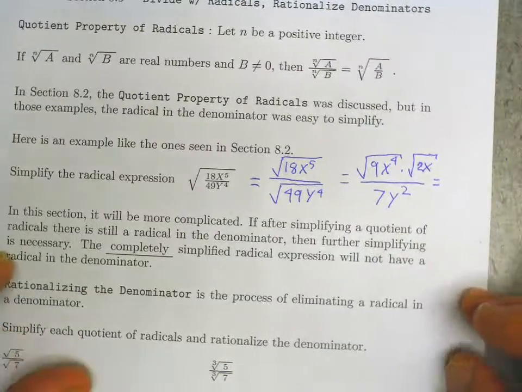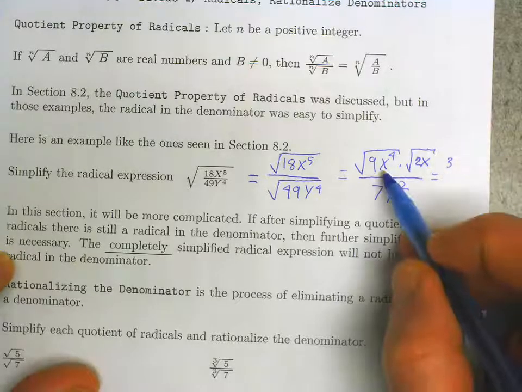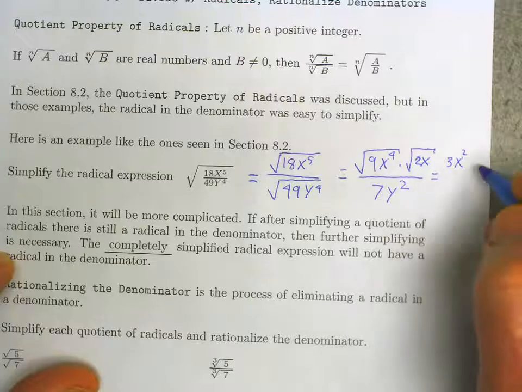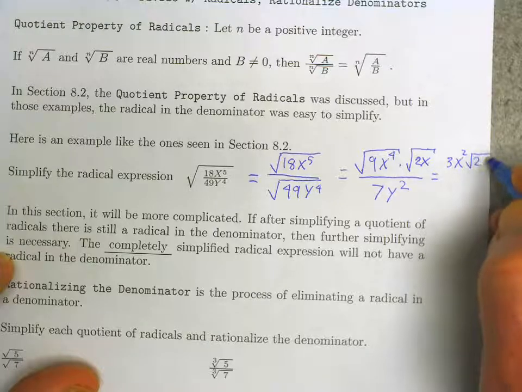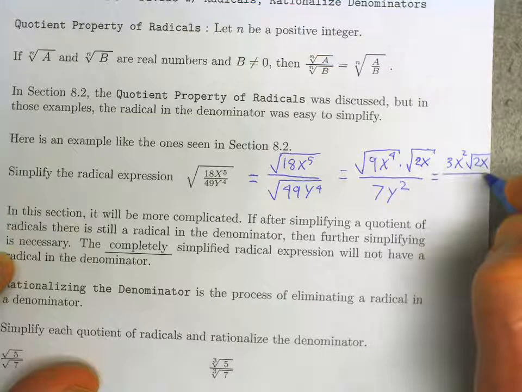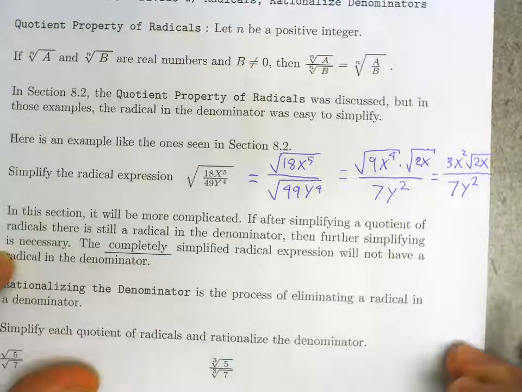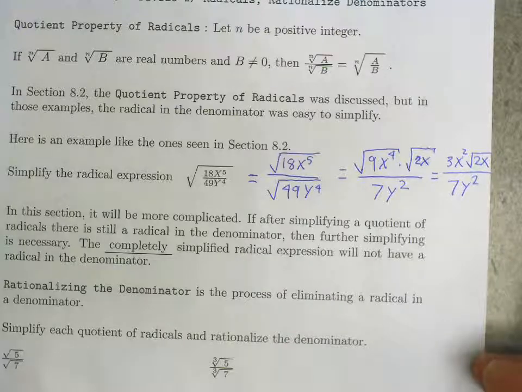The square root of 9 is 3. The square root of x to the 4th is x to the 2nd. And so in the numerator, we multiply 3x to the 2nd times the square root of 2x. And then the denominator is still 7y to the 2nd. Okay, that's a review of a problem from section 8.2.